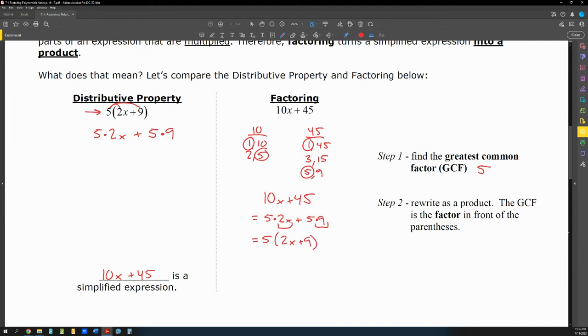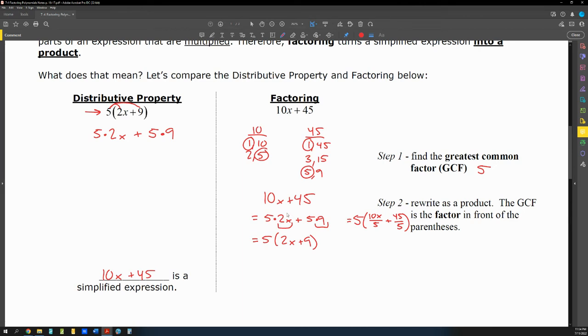And now we're back where we started. Another way you can think of this is, we're factoring out the GCF, so that's going to go in front of my grouping. What's left inside is that division. So if I were to take my original divided by the GCF, then I would have 10x divided by 5 plus 45 divided by 5, which, as you can see, 10x divided by 5 simplifies to 2x, and 45 divided by 5 simplifies to 9. So we get the same answer either way.